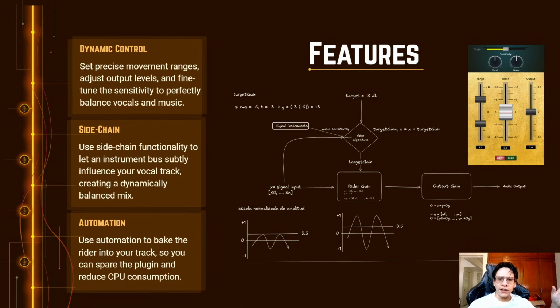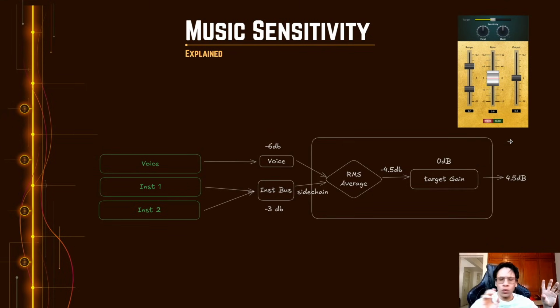The next feature is sidechain. What does sidechain allow you? It will allow you to use the music sensitivity and vocal sensitivity features. So the two knobs at the top of the RaiderPro that you can see right below the target, those are the vocal and music sensitivity. So using sidechain, you can let a boss, an instrument boss, or whatever you want as the boss, influence your instrument, your vocals, or whatever you want to be riding, okay?